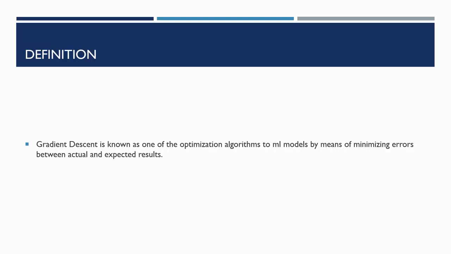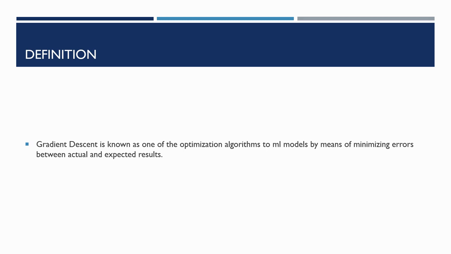To begin with, let's understand the concept of optimization. In machine learning, optimization is the process of finding the optimal set of parameters for a model that minimizes the error or loss function. The gradient descent algorithm is one such optimization algorithm that finds the optimal parameters of a model by minimizing the cost or loss function.